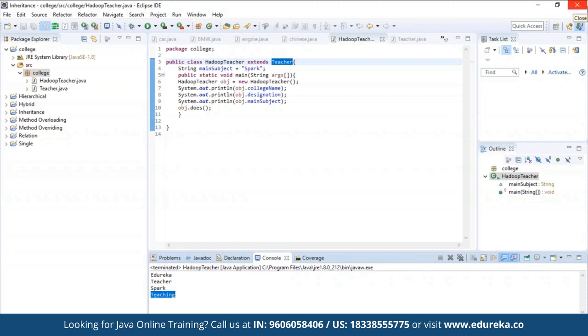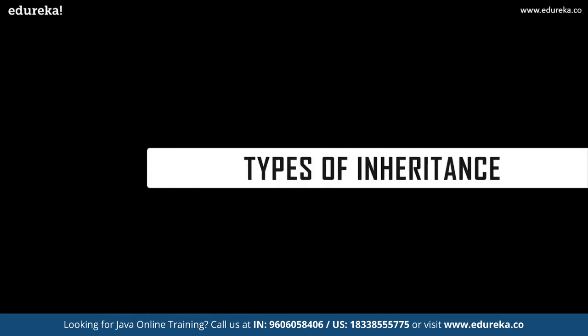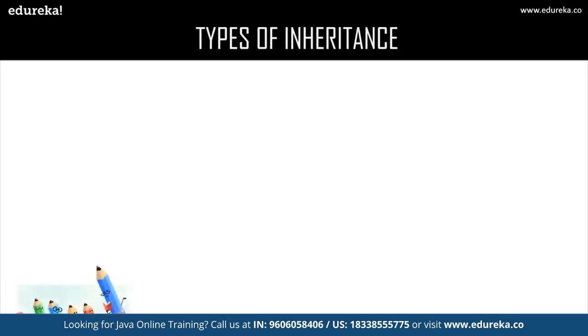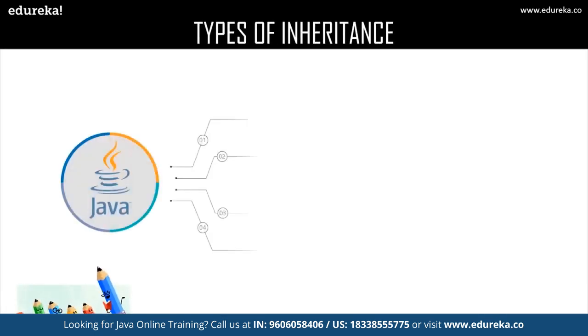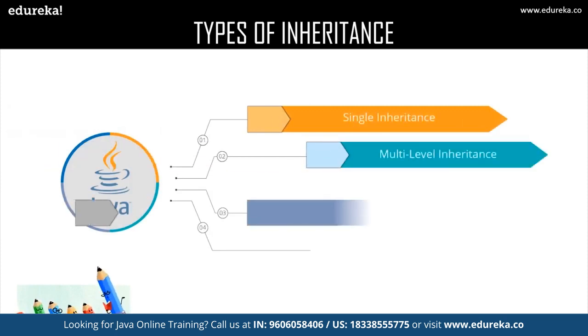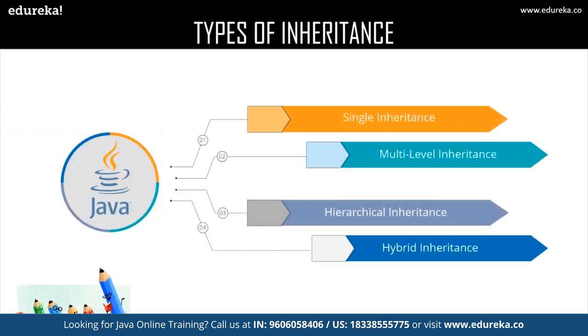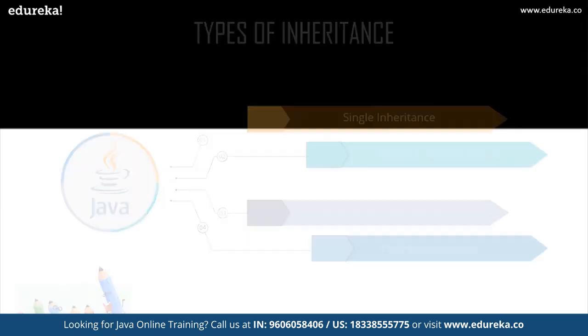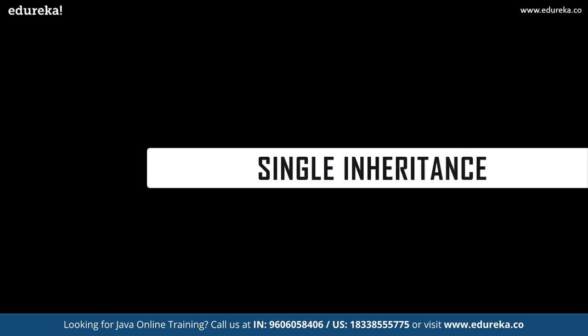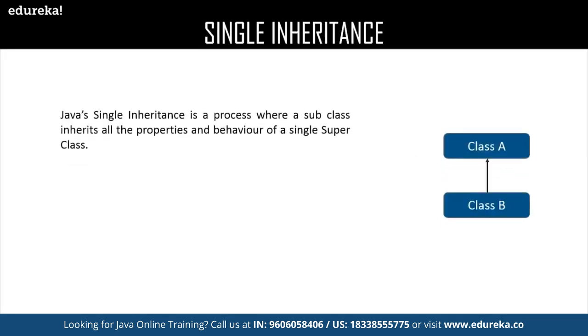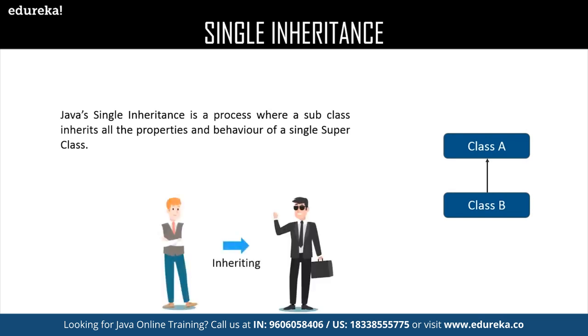Now that you have understood Java inheritance in a practical way, let us now get into the types of inheritance supported by Java. Java basically supports four types of inheritance, namely single inheritance, multi-level inheritance, hierarchical inheritance, and hybrid inheritance. Let us discuss each one of them in detail. Firstly, single inheritance. Single inheritance is a procedure where one child class inherits the methods and properties of one parent class. In simpler words, the whole system consists of only two classes, one parent and one child.